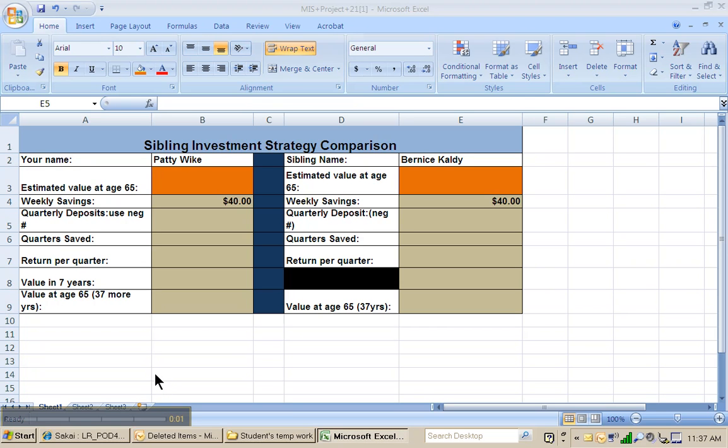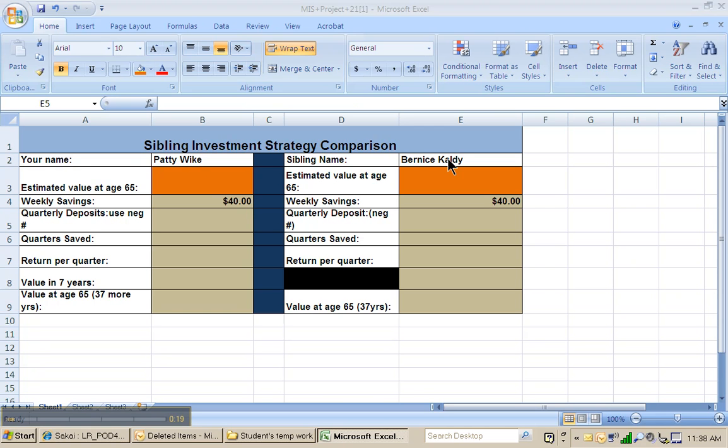Project 21. This project is kind of fun. I want you to put your name here and put a sibling's name there. If you don't have a sibling, put a cousin or something. And I'm going to start at age 21 and save until I'm 28. I'm going to save for only 7 years, and then I'm going to just let it sit until I retire. I'm not going to touch it.